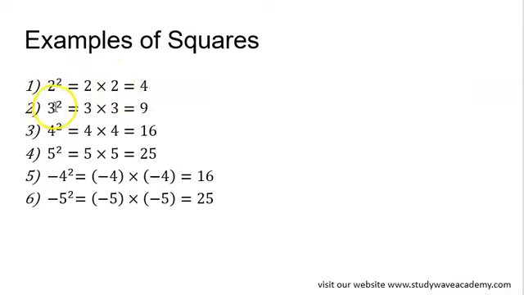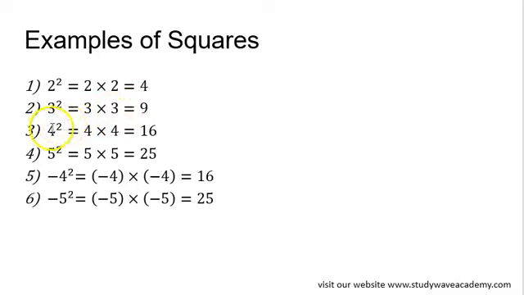We have here 3 raised to power 2 or 3 squared. What we mean by 3 squared or 3 raised to power 2 is 3 in 2 places, okay, which is 3 times 3. And when we multiply 3 times 3, it will give us 9, okay? Remember, squares involve multiplying a number by itself, okay?